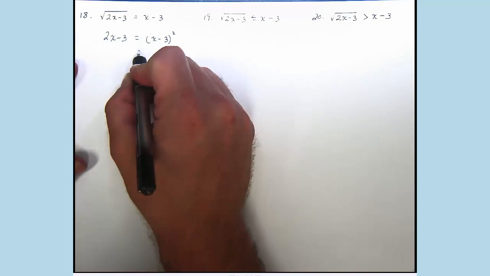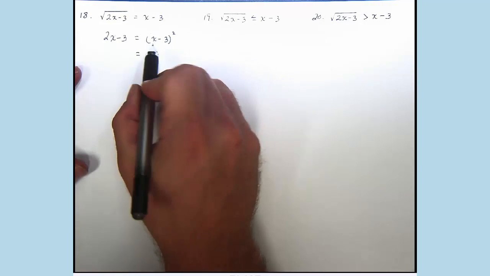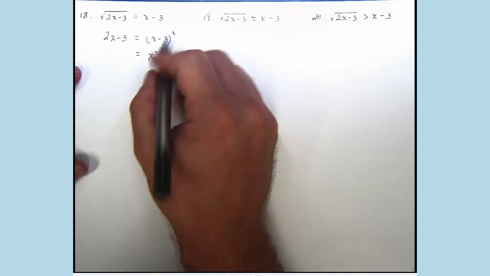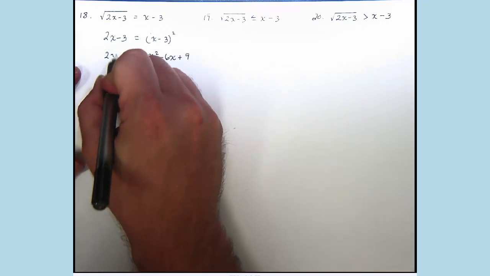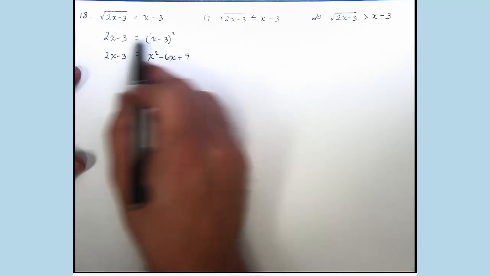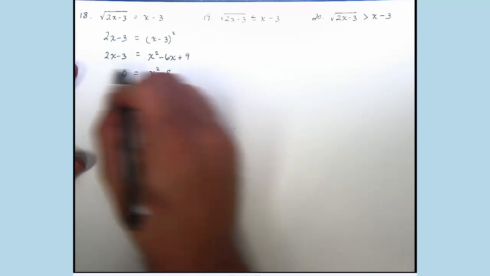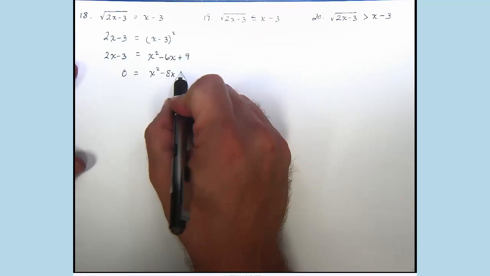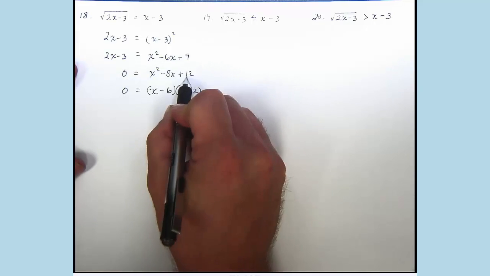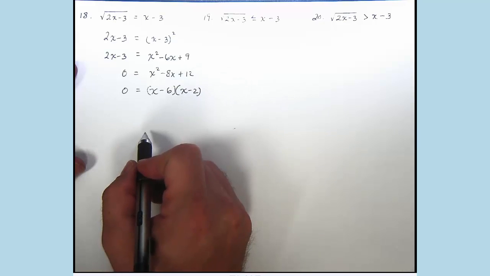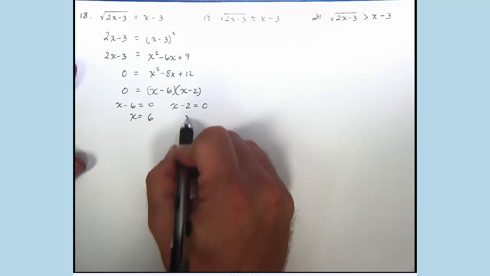And then squaring this, there's a shortcut for squaring binomials. It's the square of this, double the product of these two, plus the square of that, and then we have this. So we started with something that was radical and linear, and now we have a quadratic. So move this all to one side, subtract 2x, you get negative 8x, add 3, you get 12, and factor or use the quadratic formula. When you factor, you find 2 factors of 12 that add to negative 8. There they are. And you set each factor equal to 0, and you get x equals 6 or x equals 2.